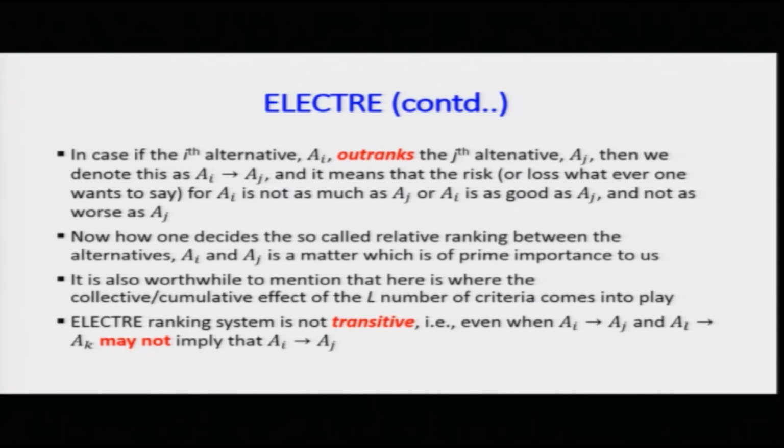So, we will say that, and if I continue reading, it means that the risk or loss, whatever we want to say, for A_i is not as much as A_j, or A_i is as good as A_j and not as bad as A_j. So, whenever we are comparing, say for example, there are two alternatives.